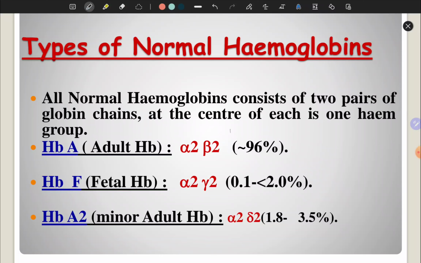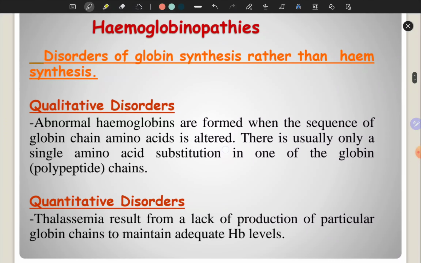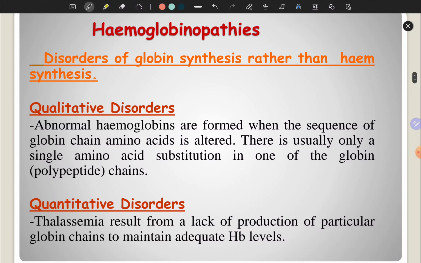Then there is a term that we need to know before entering into the sickle cell disease slides. There's something called hemoglobinopathies. So what is meant by hemoglobinopathies? It's a disorder of hemoglobin.